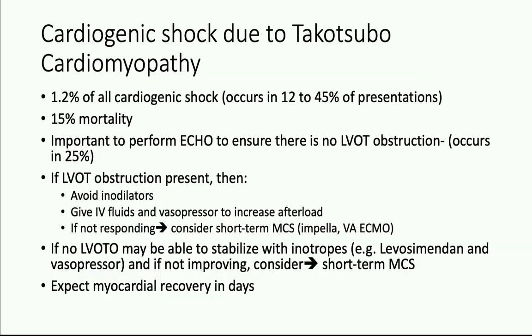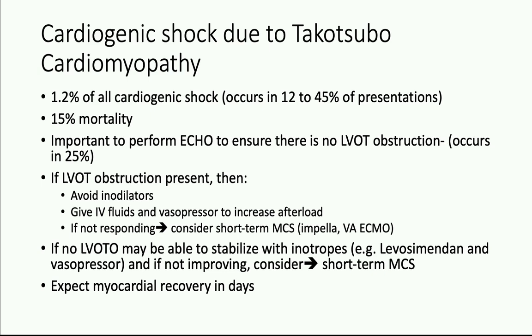So, cardiogenic shock due to Takotsubo cardiomyopathy. Very rare. 1.2% of all cardiogenic shocks are due to Takotsubo's disease. But of the 1.2% who present, there is a high mortality, 15%. And it's very important to perform an echo to make sure that the patient doesn't have left ventricular outflow tract obstruction, which can occur in a quarter of cases.